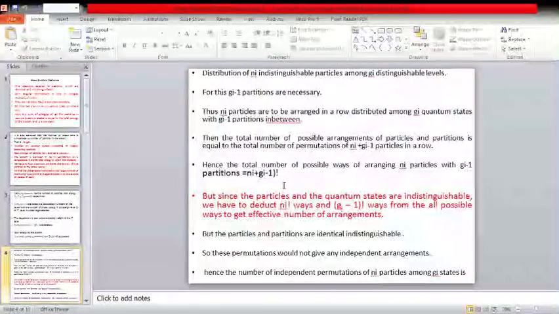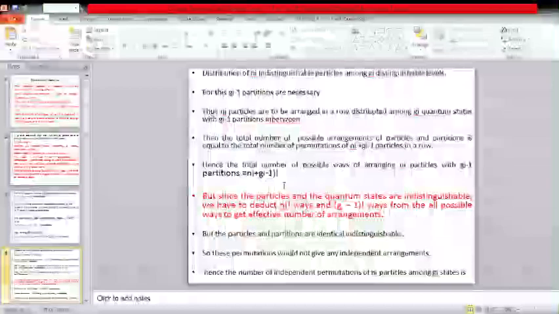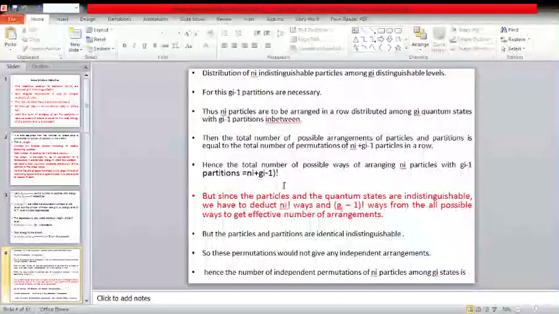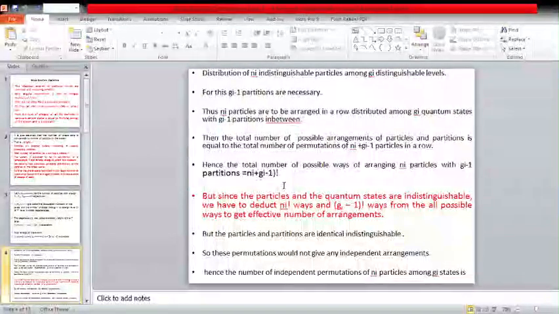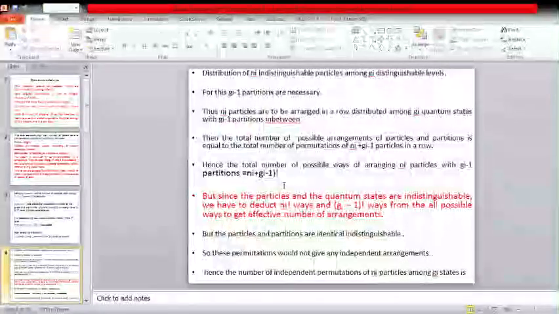Distribution of Ni indistinguishable particles among Gi distinguishable levels. For this, Gi minus 1 partitions are necessary. Thus, Ni particles are to be arranged in a row distributed among Gi quantum states with Gi minus 1 partitions in between. Then the total number of possible arrangements of particles and partitions is equal to the total number of permutations of Ni plus Gi minus 1 objects in a row.